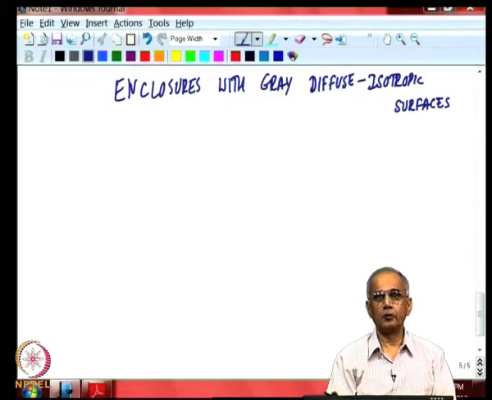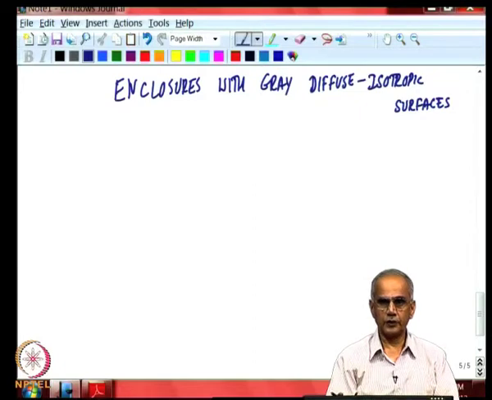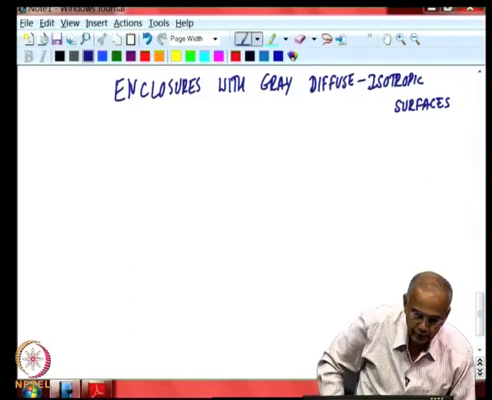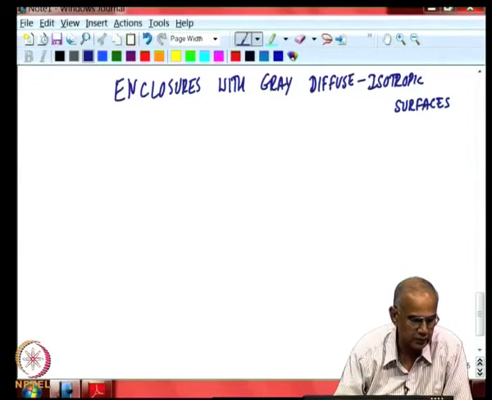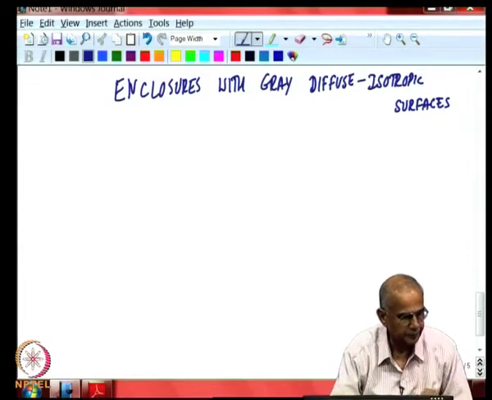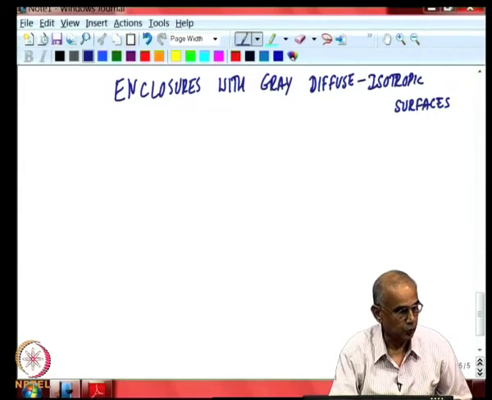So, the problem now is a little more realistic, not just an enclosure with black surfaces, which is rather rare. Now, we have an enclosure where all the surfaces are diffuse isotropic surfaces. That means they reflect and emit in a diffuse isotropic fashion, so that the angular effects are very simple. But we will make this approximation of gray surface, which we had earlier argued is not very common, but this is a starting point for our analysis. So, we will start with the gray surface, but later on we will also look at non-gray.